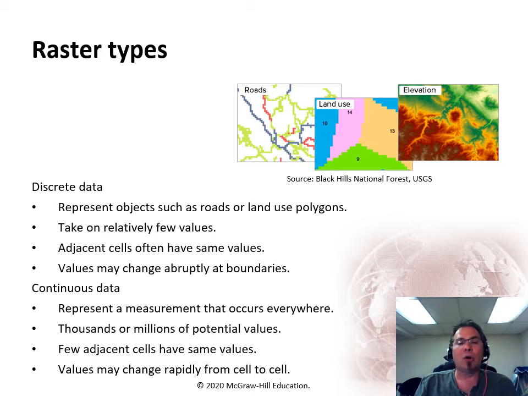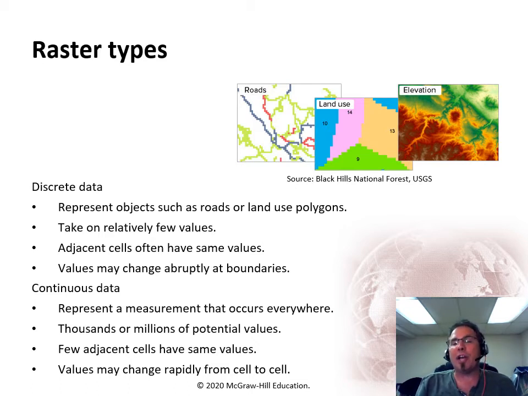Okay, so there might be thousands or even millions of potential values in the cells for a given elevation surface. Very few cells have the same exact number. Whereas the opposite of that is the discrete raster, where you have objects such as roads or land use polygons. Land use is the common one I use as an example.